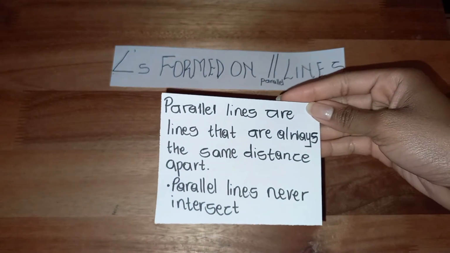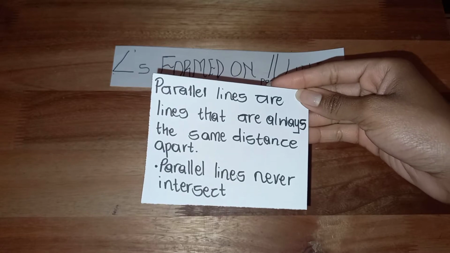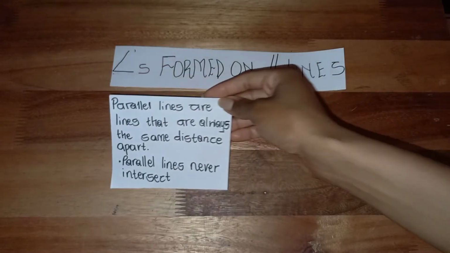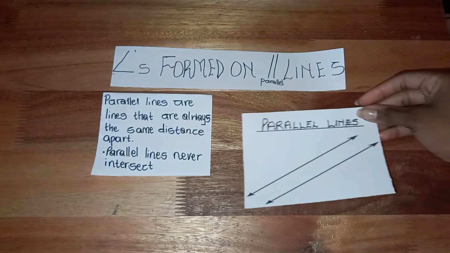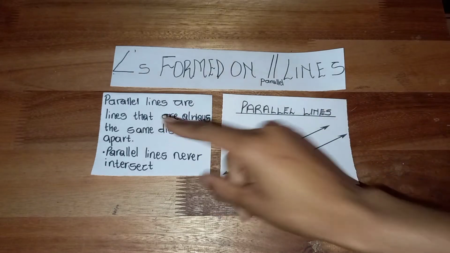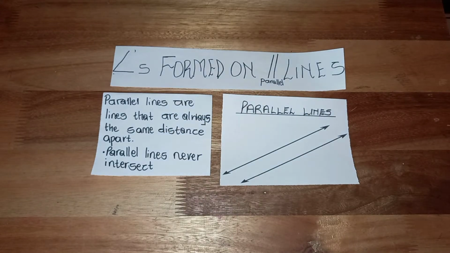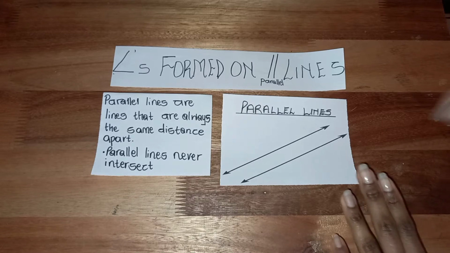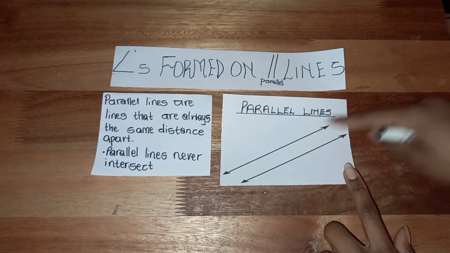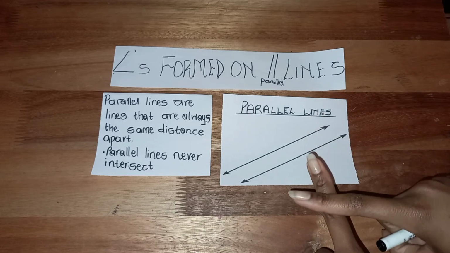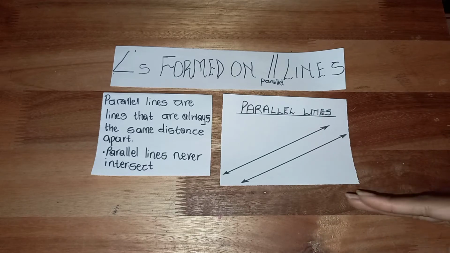So parallel lines are lines that are always the same distance apart. Parallel lines never intersect. So when we say parallel lines never intersect, we basically mean that these parallel lines never meet or cross each other. So let's look at parallel lines. As you can see, the explanation says these parallel lines are always the same distance apart. So what it basically means is that even if these lines continue, the distance in between them will always be the same. And if they continue, there is no way they will cross one another. There is no way they will intersect.